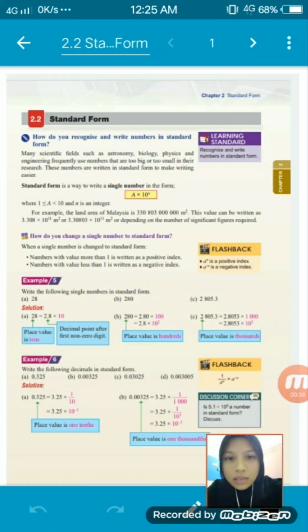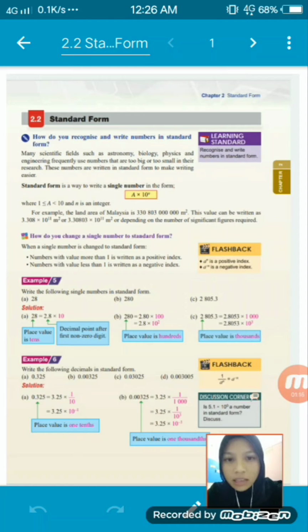Many scientific fields such as astronomy, biology, physics, and engineering frequently use numbers that are too big or too small in their research. These numbers are written in standard form to make writing easier. Standard form is a way to write a single number in the form, for example, A times 10 to the power n, where 1 is less than or equal to A, and A is less than 10, and n is an integer.